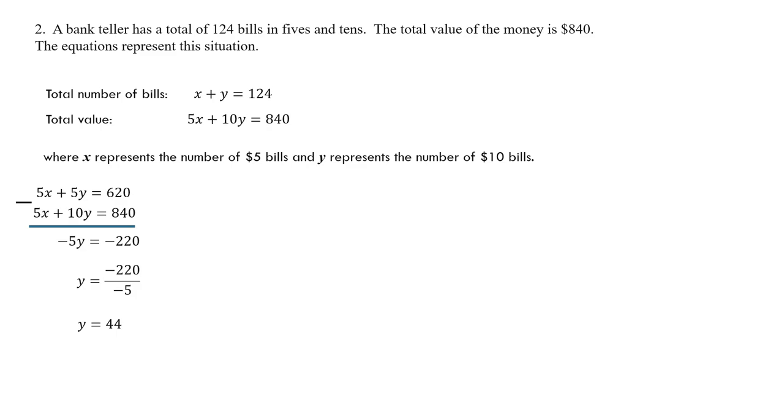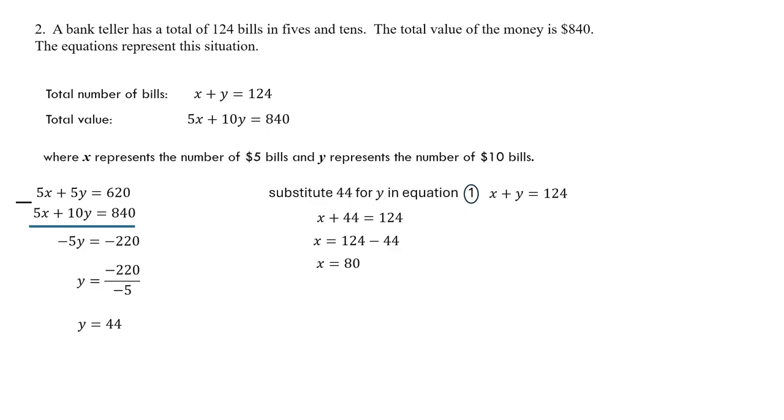Once we have a value for y, we can plug that value into one of the equations. We'll plug it into the first equation, and we'll substitute that 44 in. Gives us x plus 44 equals 124. Solving for x, simplifying, we end up with a value of 80.